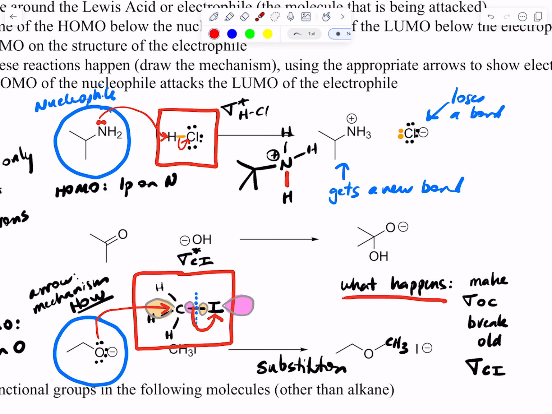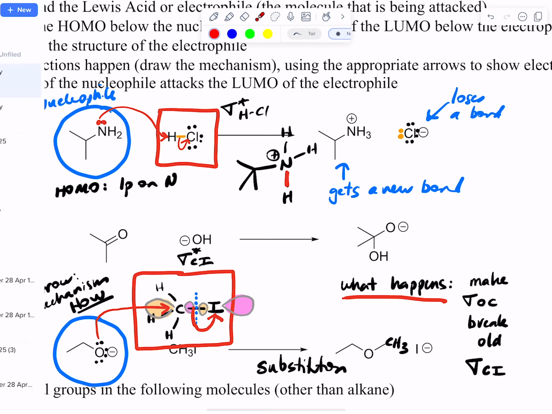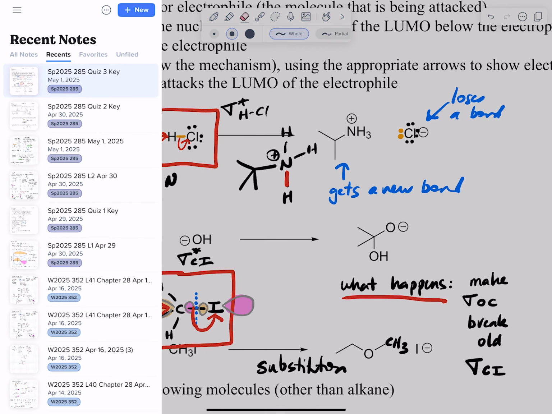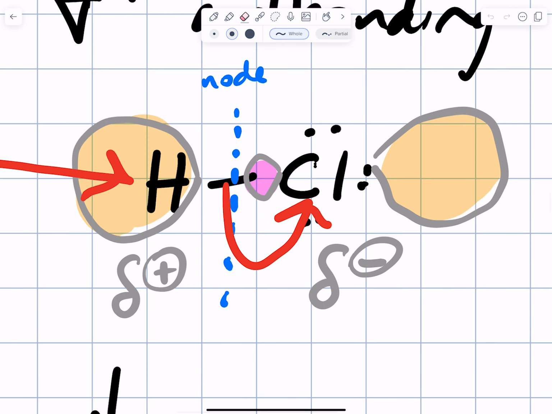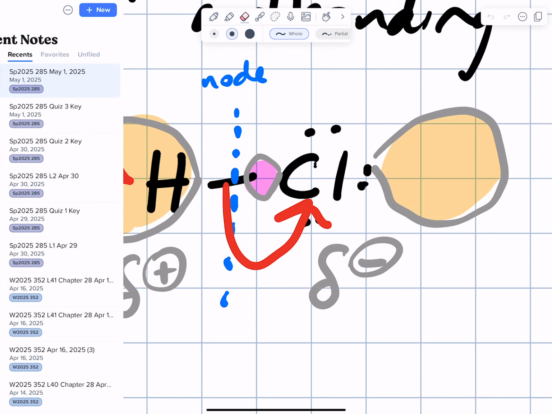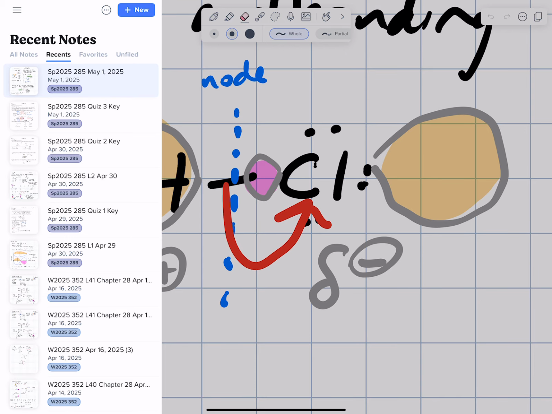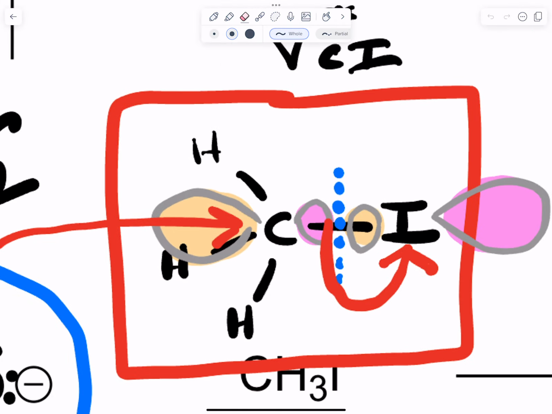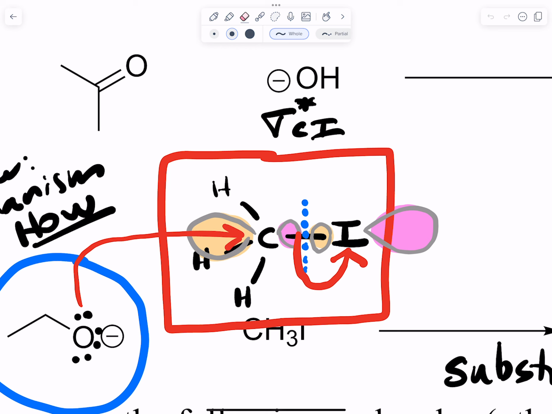So does it just matter if it's between a hydrogen and a? If it's between hydrogen and a second row element, the sigma star is going to look like this. If it's between two second row elements, the sigma star is going to look like that. Okay, so it's only with the hydrogens. Yeah. Okay, good. Other questions?